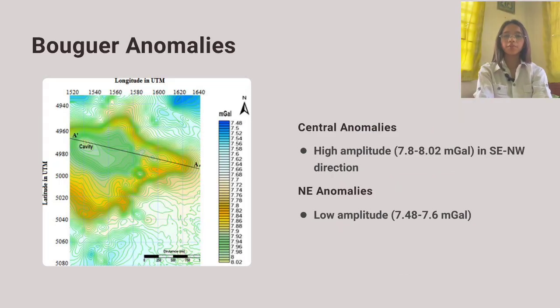For the Bouguer anomalies, field data showed high Bouguer anomalies from 7.8 to 8.02 milligal, trending southeast-northwest, and lower values from 7.48 to 7.6 milligal in the northeast, indicating subsurface density variations and possible cavities. These patterns match the researchers' expectations based on the site's geology.